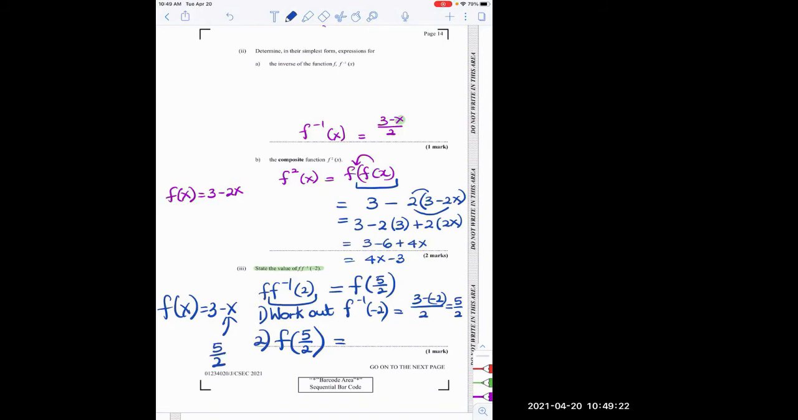It's 3 minus 2x. So replace x with 5 over 2. So this will be 3 minus 2 by 5 over 2.